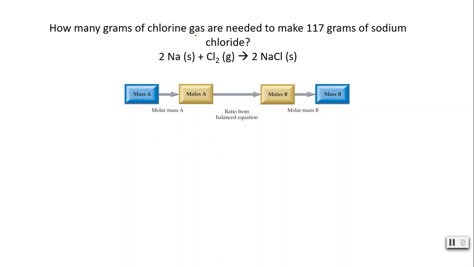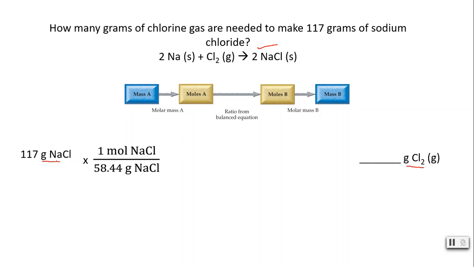How many grams of chlorine gas are needed to make 117 grams of sodium chloride? So I now have my balanced equation. I write down what I'm given, 117 grams of NaCl. I give myself some space to work the problem. I write down the unit that I'm looking for. So I'm given grams of one reactant. I've got to get to grams of product. The only way I can do that is through moles, but I've got to get my grams of NaCl to moles of NaCl first, and I will use the molar mass of sodium chloride to do that, written so that my gram units cancel.